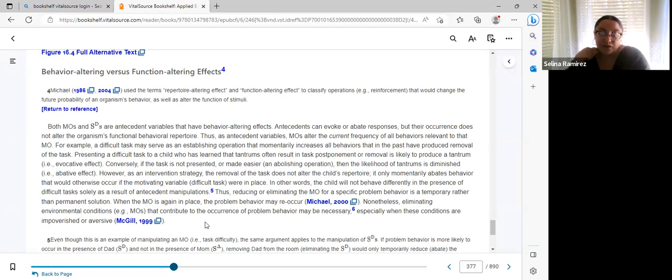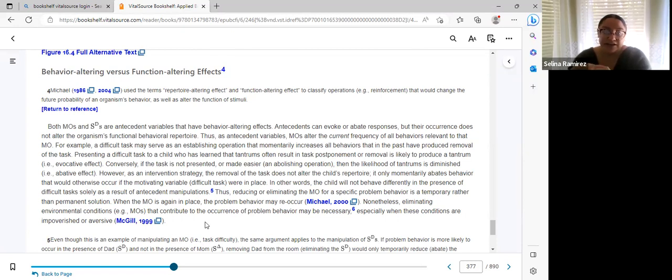But what about the future, right? So what if we're trying to increase it forever, or get rid of it forever? That's where consequences come in, right? So reducing or eliminating the MO for a specific problem behavior is a temporary rather than permanent solution. Once the MO is again in place, the problem behavior may reoccur.